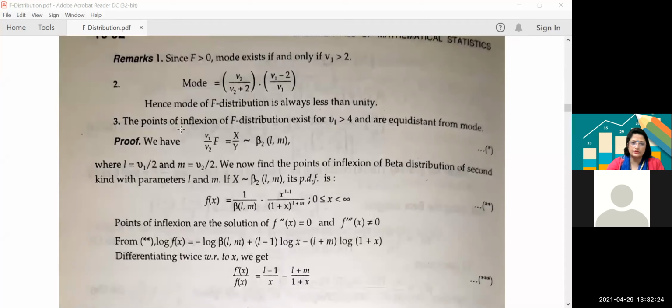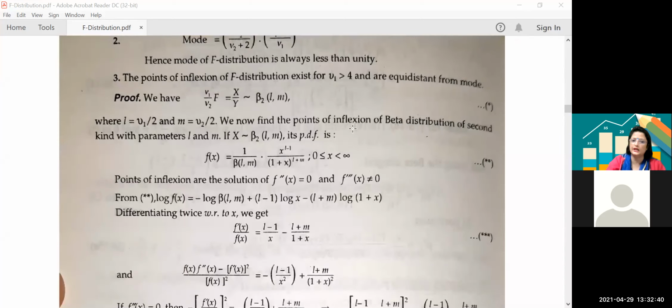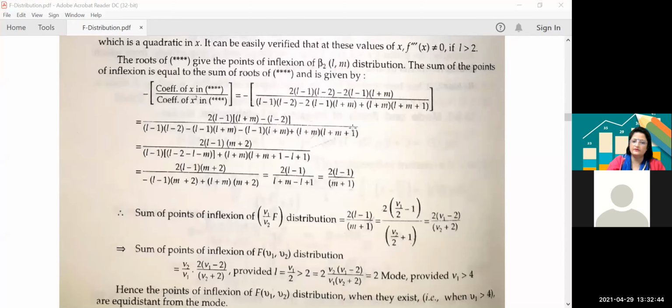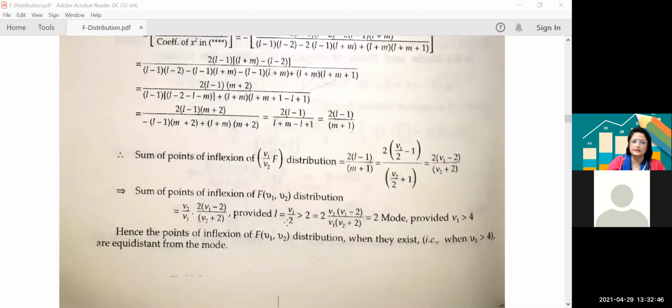Beta, you will just note the point. The points of inflection of the F distribution exist for nu1 greater than 4. Mode exist कर रहा है greater than 2 के लिए. Points of inflection exist कर रहे हैं greater than 4 के लिए. I am leaving the proof, I'm just coming to its answer.